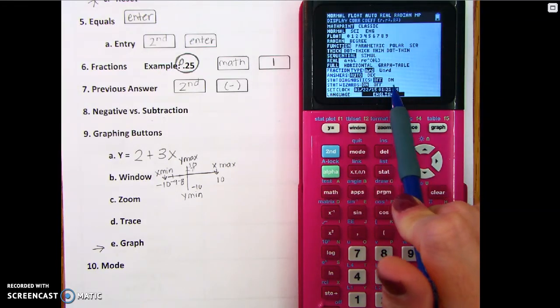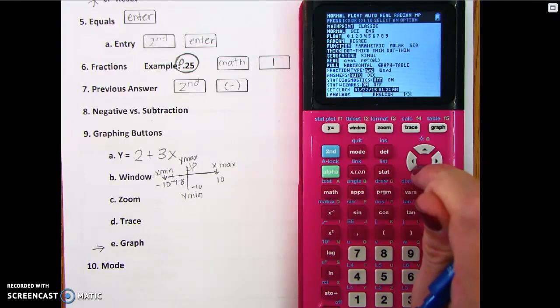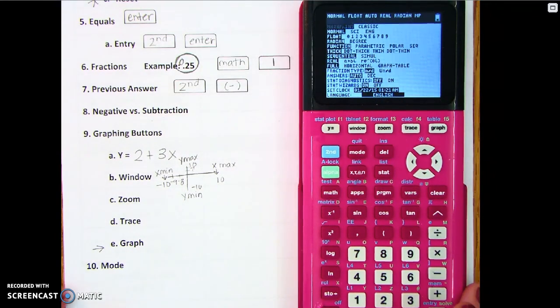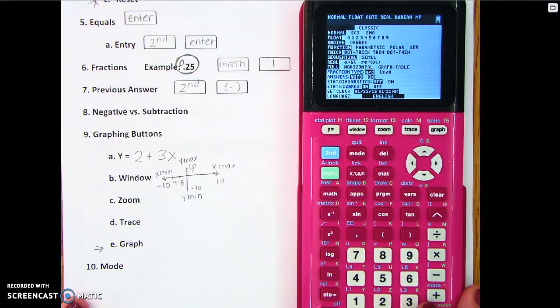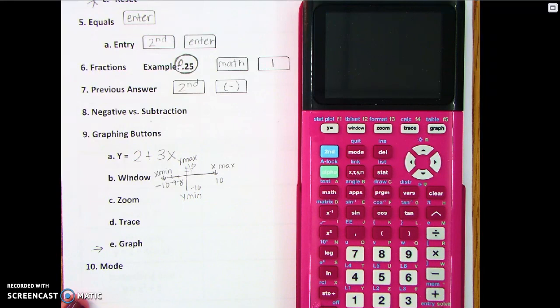We'll work with this diagnostics later in the year. Set the clock, set the language if you want to. That's everything I know about the mode section. So that's what you need to know for now for your calculator. Go ahead and turn it off, second on button, and move on.